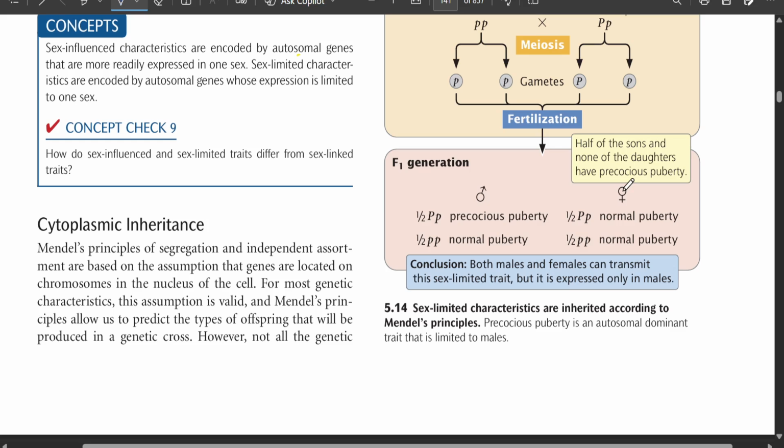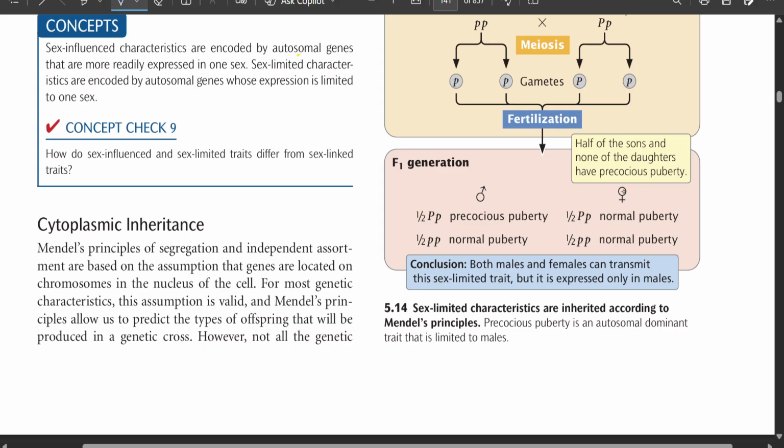Hello dear learners. In this video we are going to learn about two important effects, one of them being cytoplasmic inheritance and the other one being the maternal genetic effect. So first of all, let us start with the topic of cytoplasmic inheritance. Now what is the meaning of cytoplasmic inheritance?